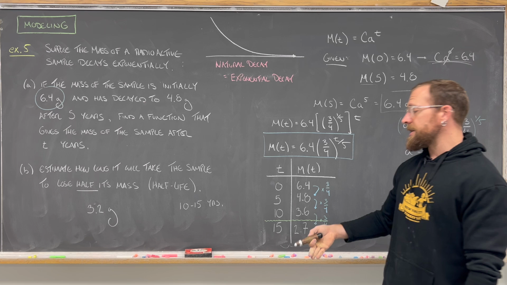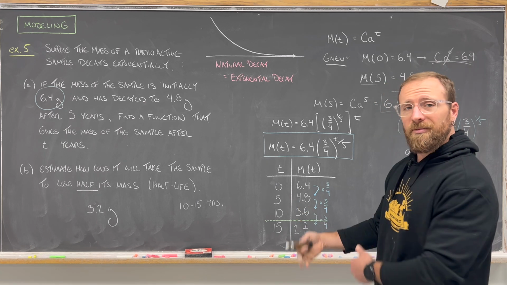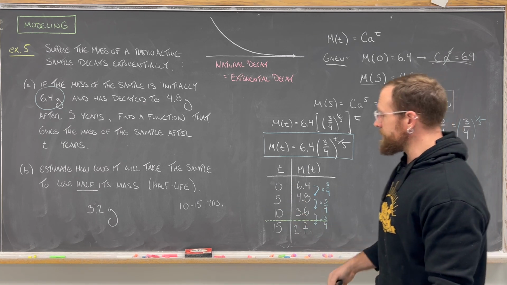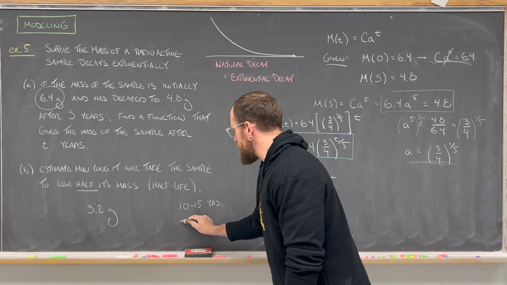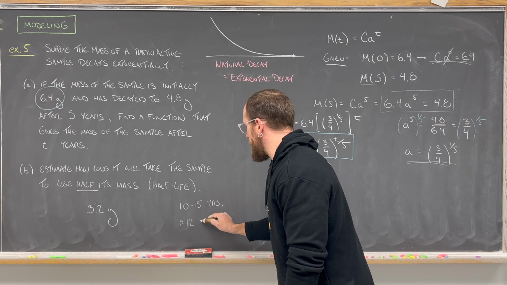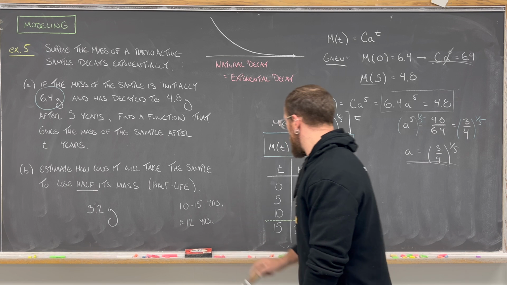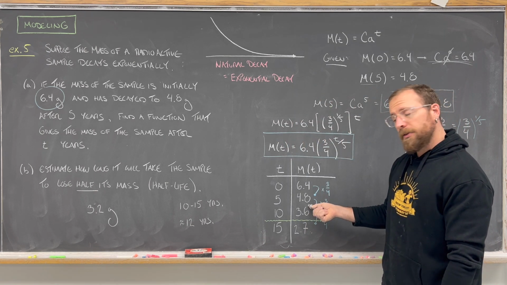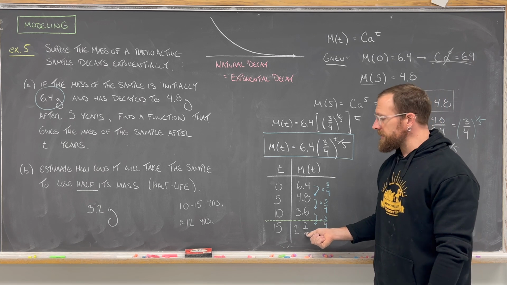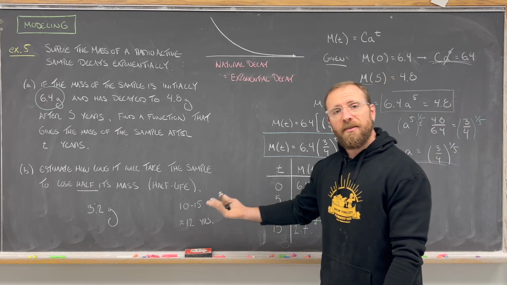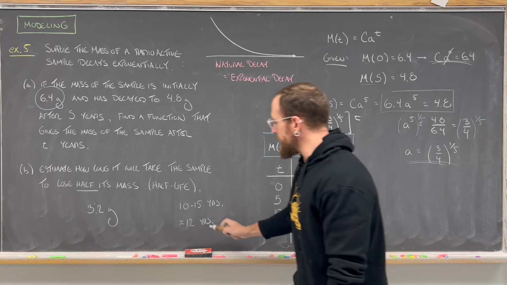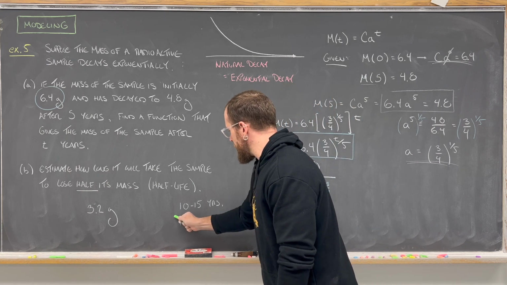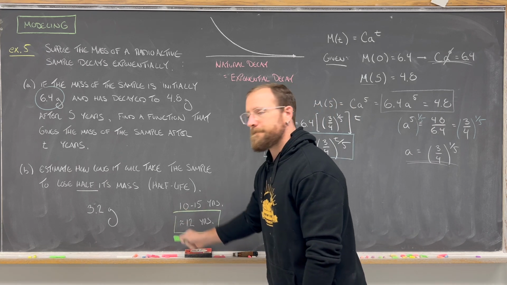Now you might want to just take a guess. Any number around the middle of that range is fine. I'm going to say about 12 years. Okay, and I say that because 3.2 is a little bit closer to 3.6 than it is to 2.7. You could say 12.5 years, 13 years, anything like that is reasonable. But I'll just say about 12 years and call it a day. Okay.